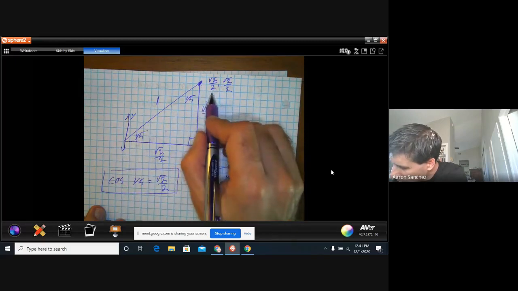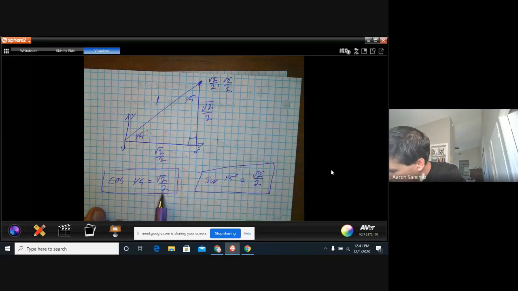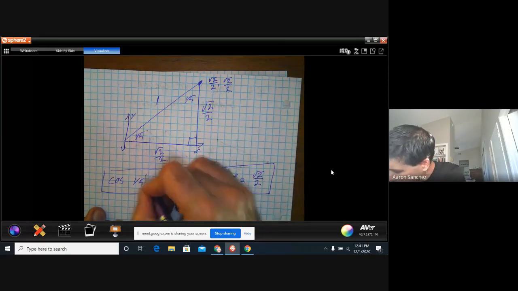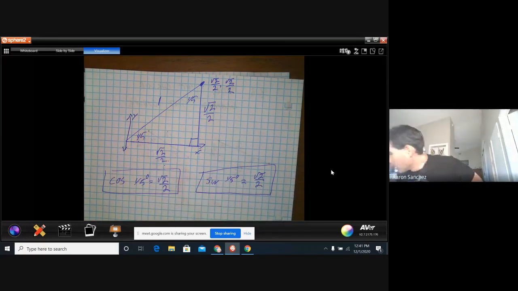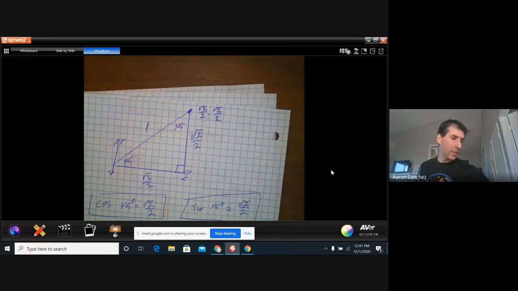My x is root 2 over 2. My y is root 2 over 2. Cosine is equal to x. Sine is equal to y. Okay. Are there any questions before I move on? Because we're getting into the unit circle.